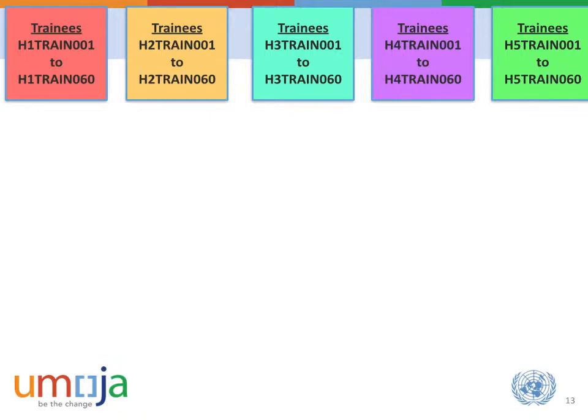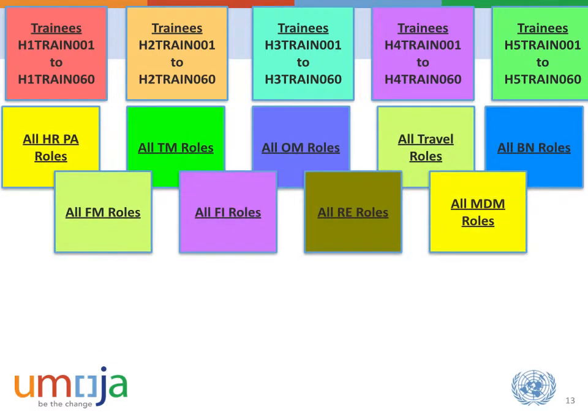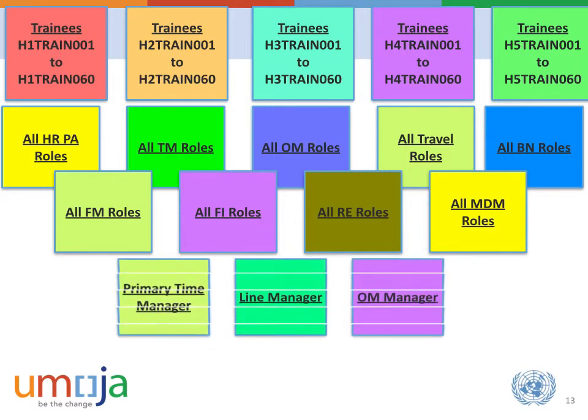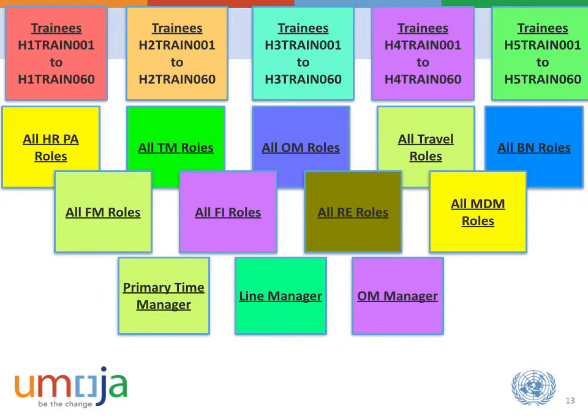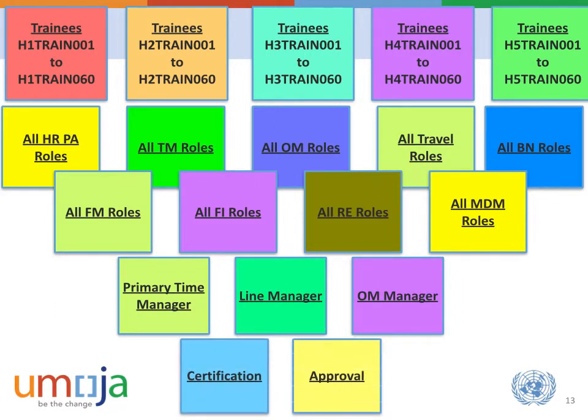And if you see that these IDs are assigned to all PA, time, OM, travel, and benefit roles, and also on the foundation side, they will have all the FM, FI, real estate, and all MDM roles. In addition to that, they will be assigned as a primary time manager, line manager, and the OM manager. And on top of it, they will also have all certification and approval capability.